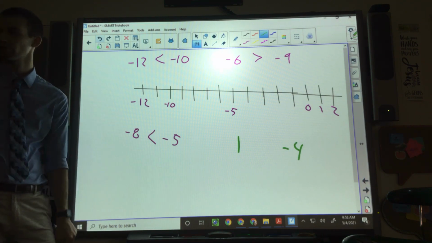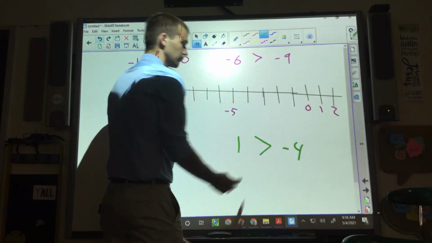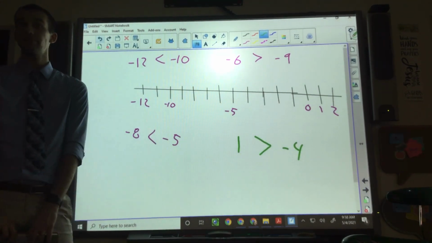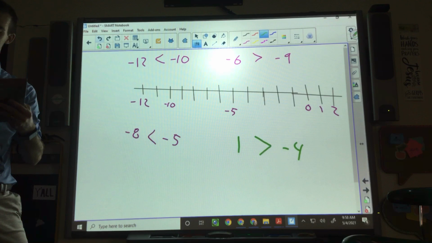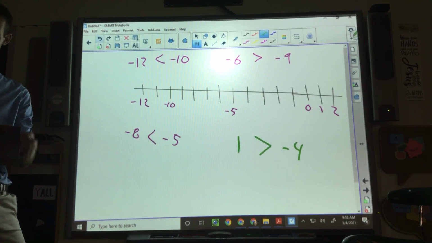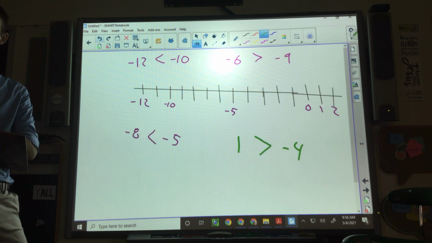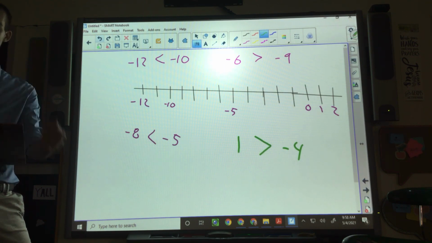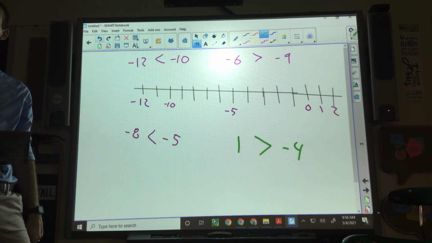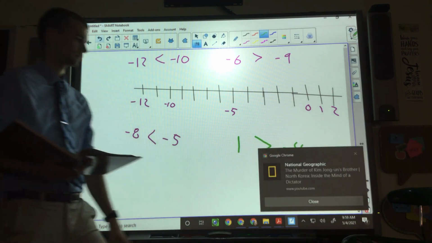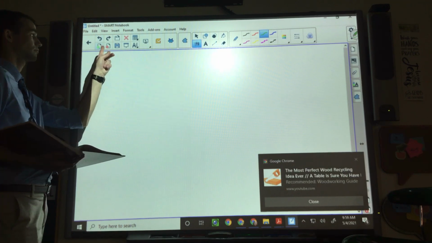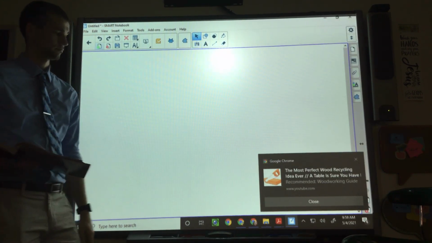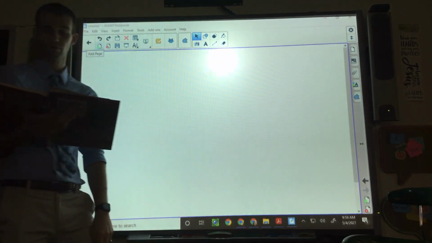-1 and -4, which one's greater? -1, because it's a positive number. -4 is a negative number. Can we do one for Braden? Which one's greater, -19 or 0? 0. Why? Because it's closer to 0, and because it's not a negative number. Negative numbers are always less.